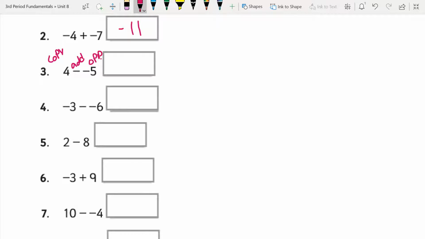So we have copy 4, so I just rewrite 4, change the minus to a plus, and I'm going to do the opposite of negative 5. And if it's easier for you to see this negative, if it's highlighted, let's do that. So the opposite of a negative 5 is positive 5. So this is the problem we're actually solving. We're going to do 4 plus 5. Well, 4 plus 5, that's just 9.